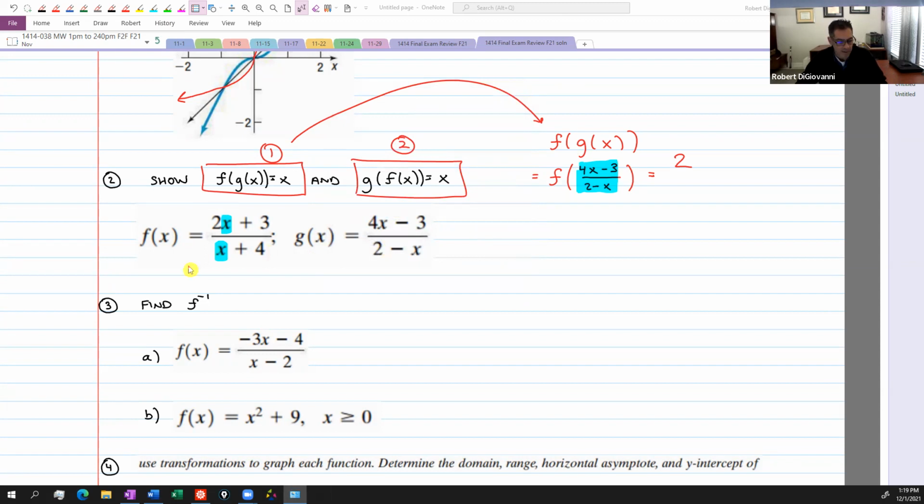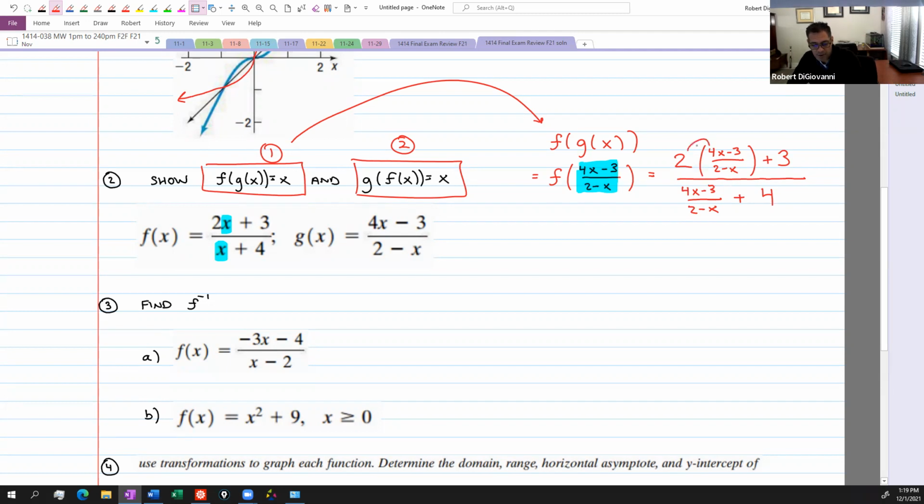Okay, so this is this 2 right here, and now I have the x, but the x is this thing. So I've got this big ugly thing here next to the 2, 4x minus 3 over 2 minus x, and then I have plus 3, and then all of this over x, which is the 4x minus 3 over 2 minus x, and then plus 4. Okay, so that's the initial part. That's plugging g into f. And now I have to clean this up. It's going to be ugly, but I'm going to clean it up.